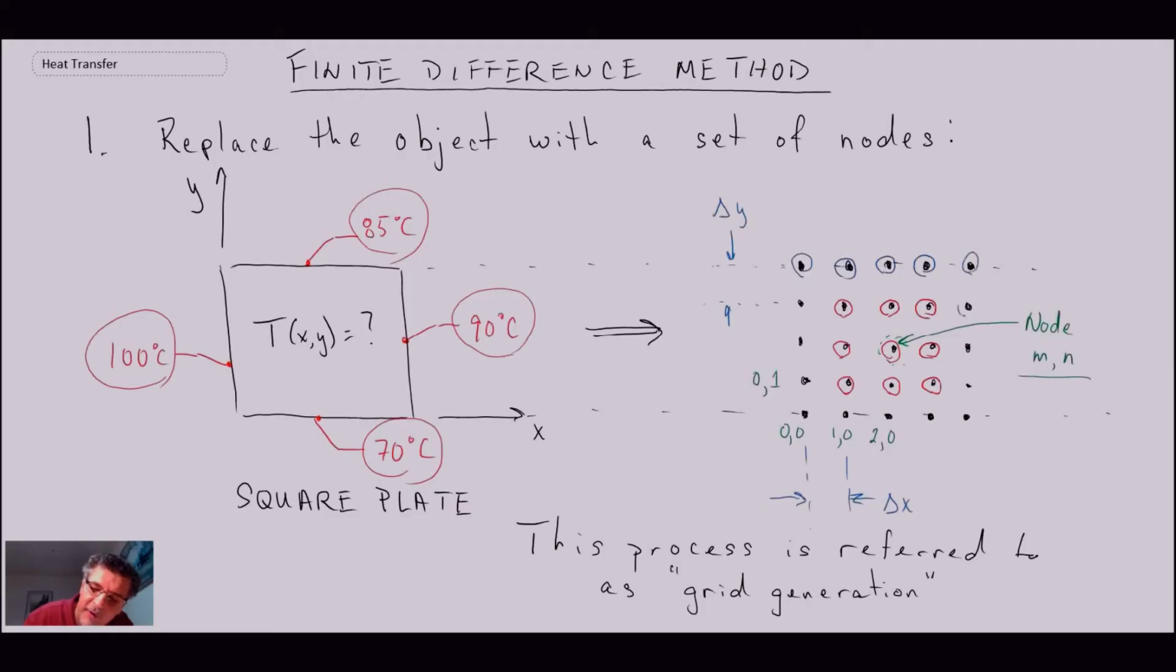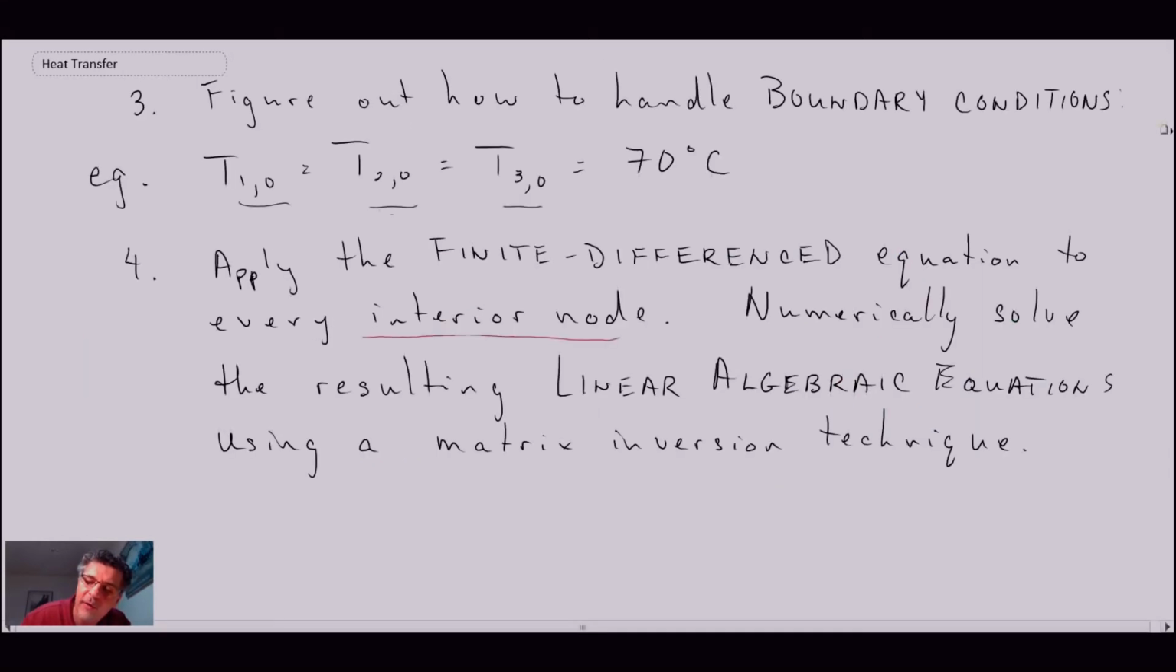Now the corners you've got to be a little careful with because the boundary conditions are going to be essentially an average of what's going on at each of the walls. But those ones have been handled by the boundary conditions. It's the interior nodes that we're going to apply the mathematical physics equation to. And that is going to result in a series of linear algebraic equations that you need to solve with some technique. And essentially you're using a matrix inversion technique.